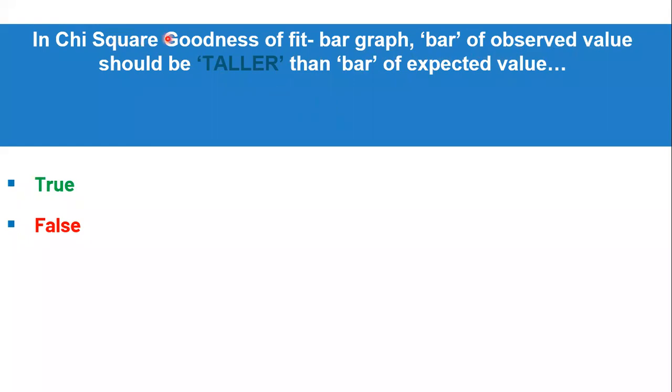So let me read it. In a chi-square goodness of fit test bar graph, the bar of observed value should be taller than the bar of expected value. So this is the right answer. So it's supposed to be taller. The bar of observed value is supposed to be taller than the expected value. I keep on repeating these things because I want you to really remember these things. So that's how. Let's go to the next slide.